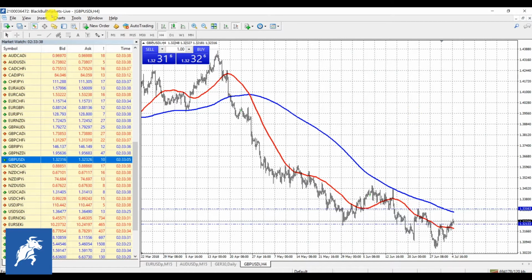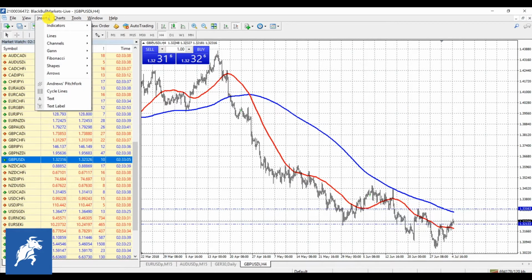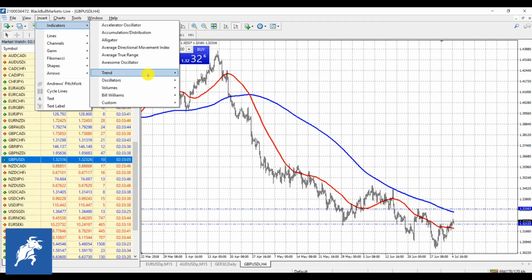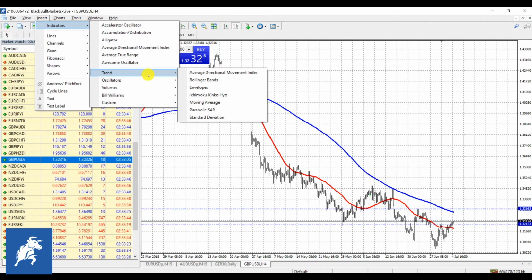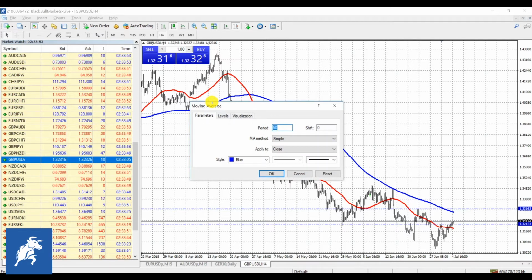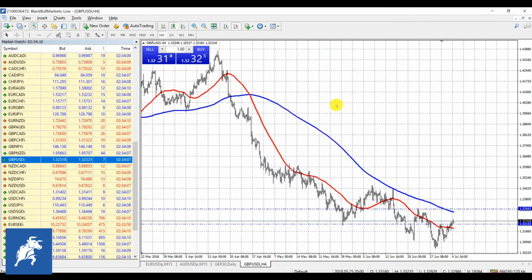Now, if you are unaware of how to input the indicators, you simply go to Insert, Indicators. Now, Trend, which is a moving average, is a trending indicator. Hit Moving Average, and then you'll be able to input the period of moving average you would like to assess. In this video, I'm using 50 and 200. These are typically two moving average lines that we like to use to identify a trending market. Make sure you can see them on your chart.